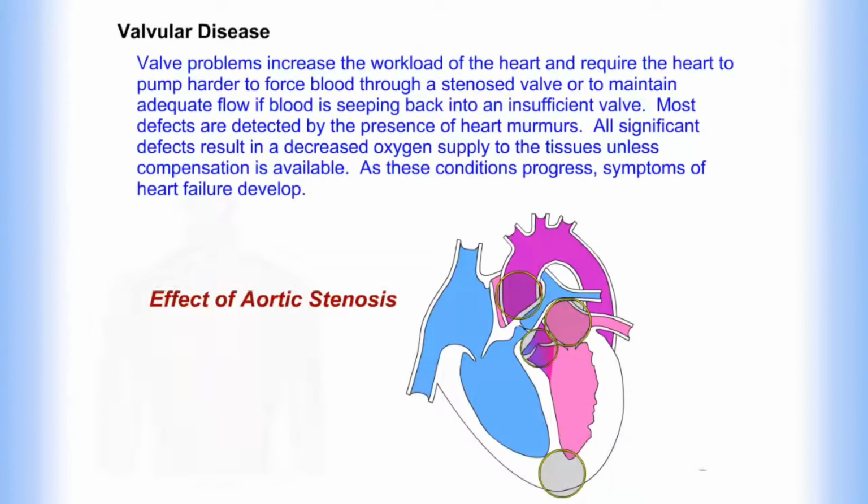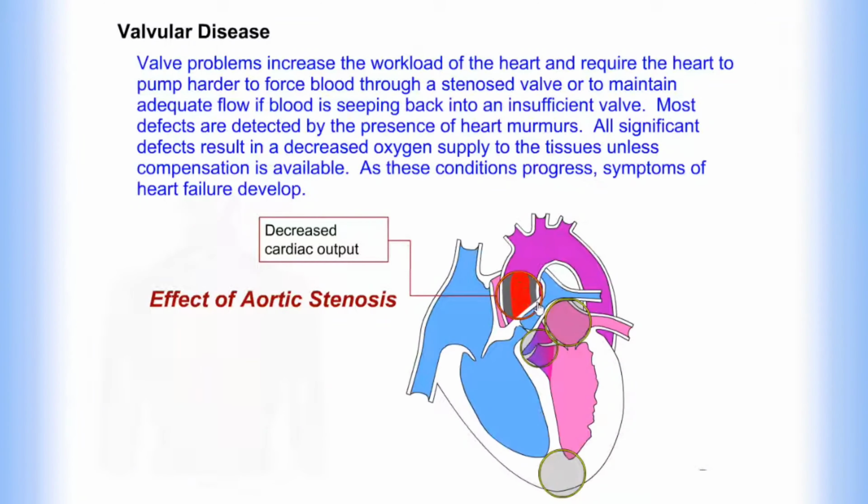Valve problems increase the workload of the heart and require the heart to pump harder to force blood through a stenosed valve or to maintain adequate flow if blood is seeping back into an insufficient valve. Most defects are detected by the presence of heart murmurs. All significant defects result in a decreased oxygen supply to the tissues unless compensation is available. As these conditions progress, symptoms of heart failure develop.